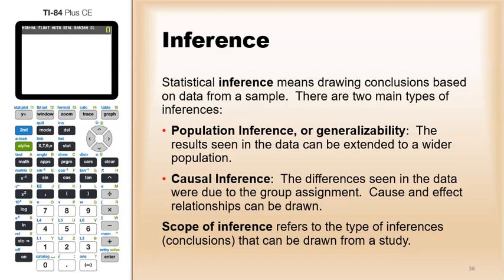Now, what we call scope of inference refers to the type of inference or conclusions that we can draw from the study. So does our study have population inference? Does it have causal inference? Does it have both? Does it have neither? The type of inference we can claim is the scope of inference.